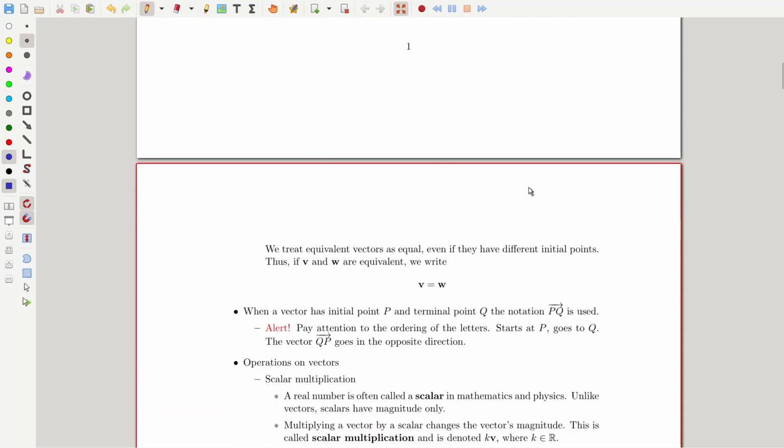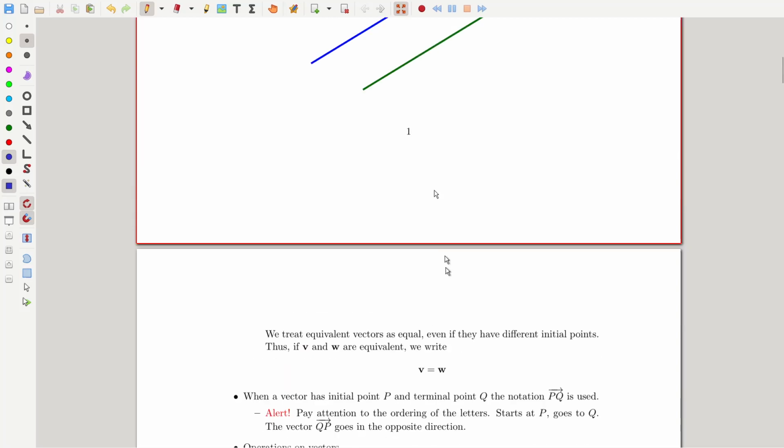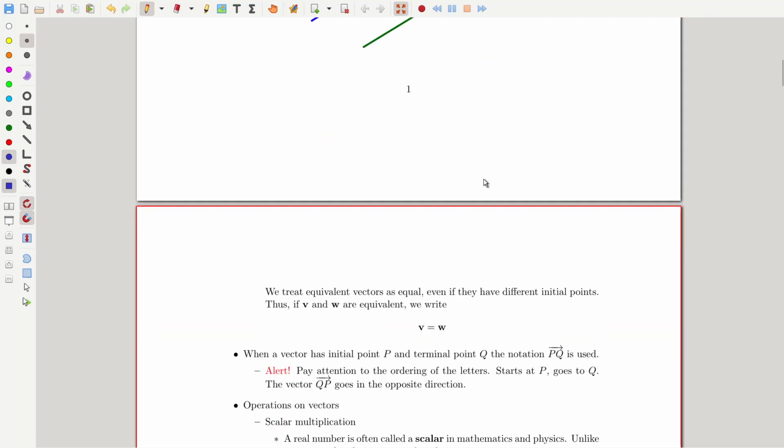Because we are treating vectors as being the same when they have the same direction and magnitude, we use this as our notion of equality. So we denote them being equivalent by using the equal sign. So v is equal to w in this picture.